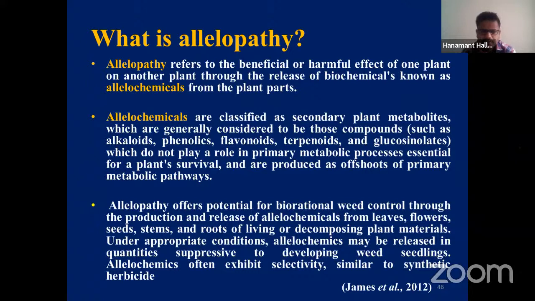Then allelopathy offers potential for biocontrol, biorational weed control through the production and release of allelochemicals from leaves, flowers, seeds, stems, and roots of living or decomposing plant materials. Under appropriate conditions, allelochemicals may be released in quantities sufficient to affect developing weed seedlings. Allelochemicals often exhibit selectivity similar to the synthetic chemicals. So these are all the features we have in plants through this allelopathy mechanism.